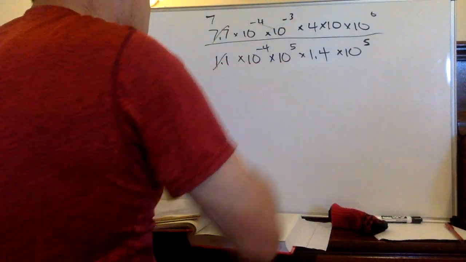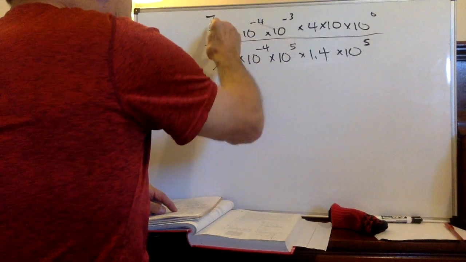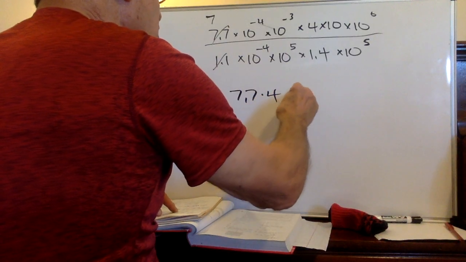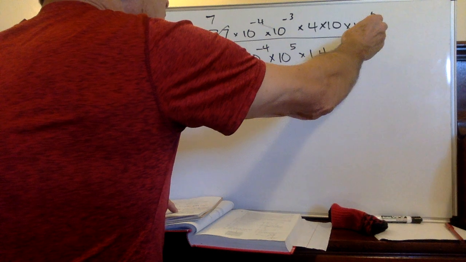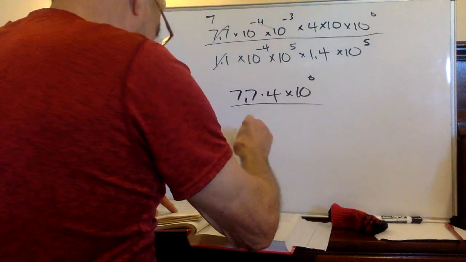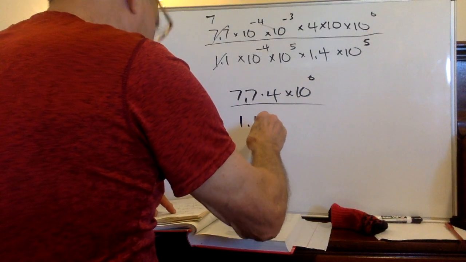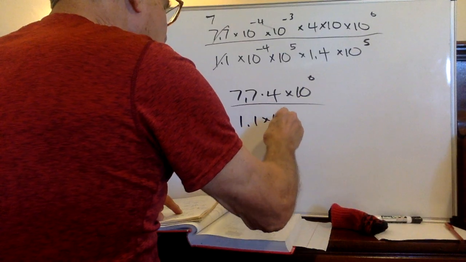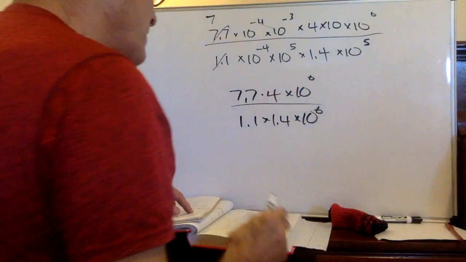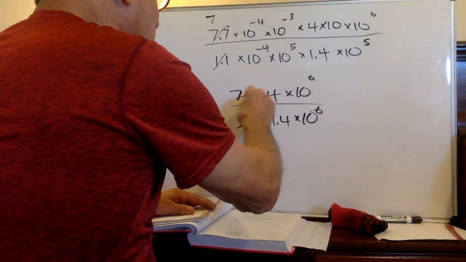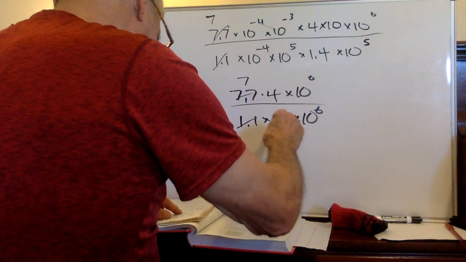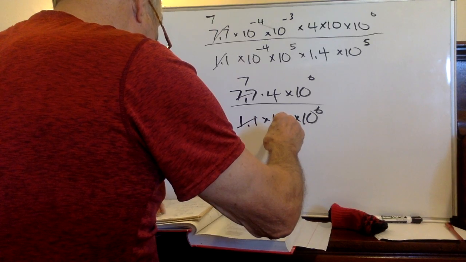Let's go from here down. All right, this whole thing simplifies into, forget that right there. Leave that alone for a second. It's 7.7 times 4 times 10 to the 4 and 3 is 7. 10 to the 7th, so it's 10 to the 0. My denominator becomes 1.1 times 1.1 times 1.4 times 10 to the 6th. Okay. That goes into that. 7.4 over 1.4 reduces to what?